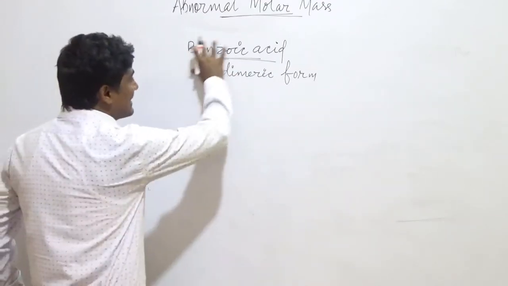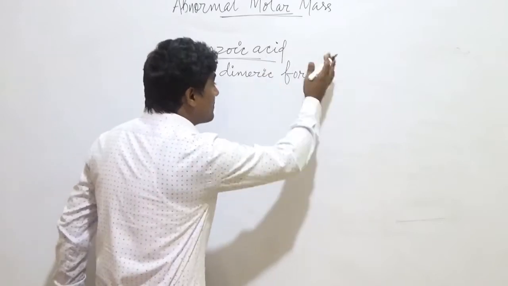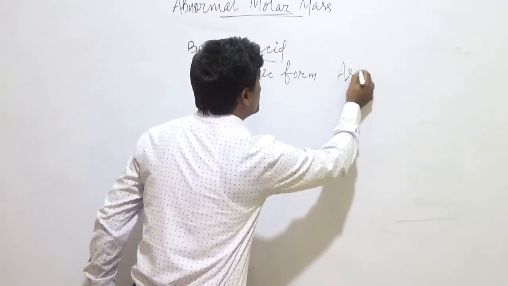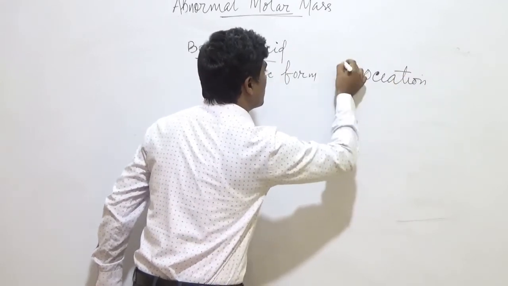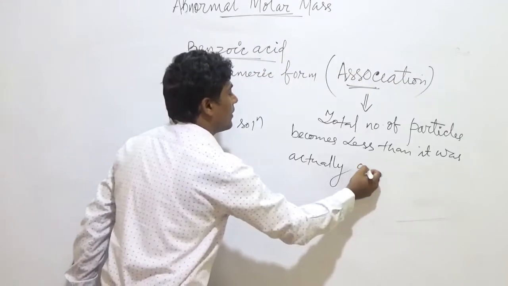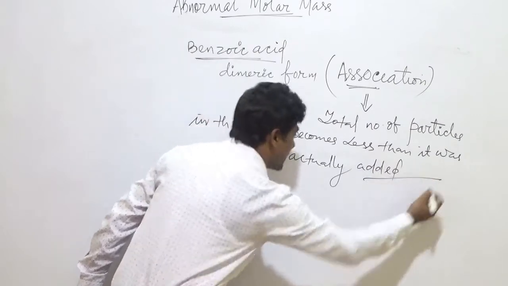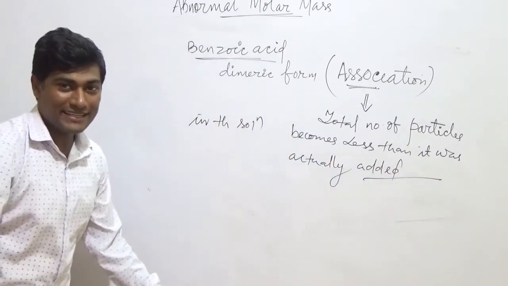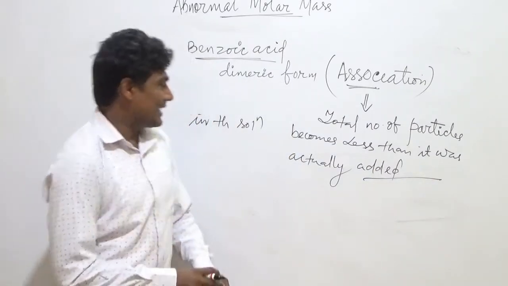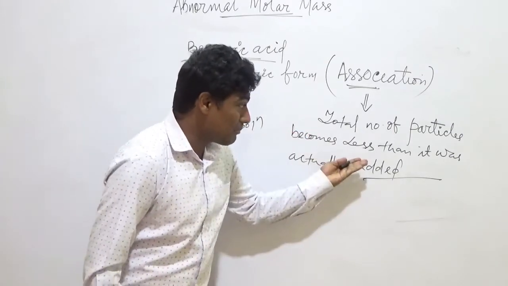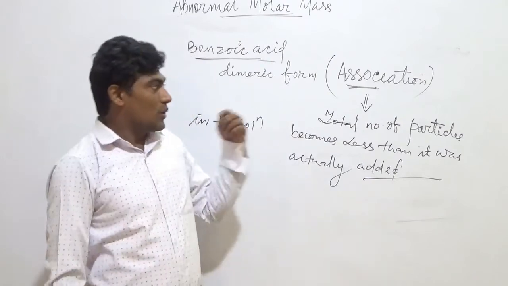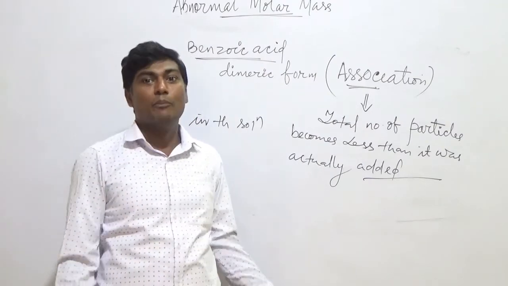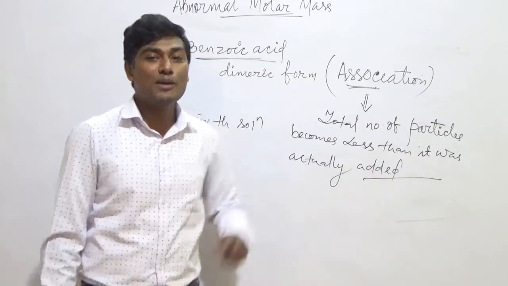So see, this is the dimeric form. That means this is the case of association. Okay? Got it. So now it's clear. We have told already that since there is a smaller number of particles, the colligative properties will be less. So since the colligative property is less, the molecular mass, the molar mass, will be higher.